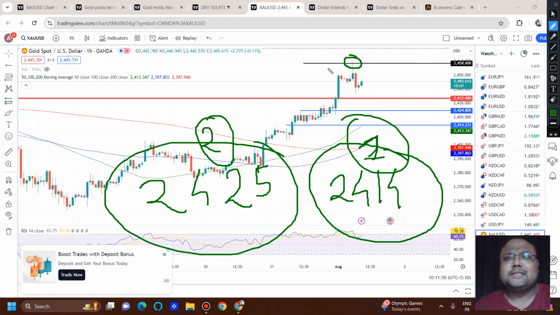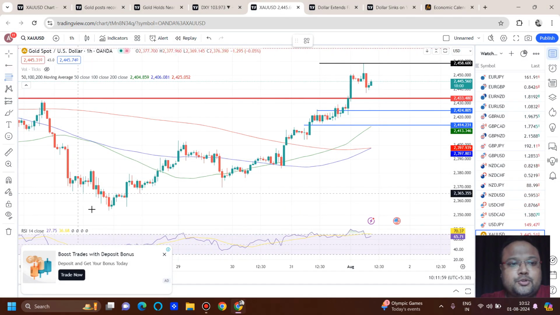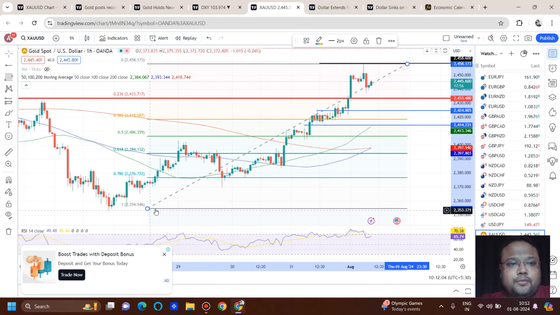But gold is full of surprises. Market is full of surprises, isn't it? So if the market surprises us with heavy retracement, these are the levels where we can look for a buy position. Why? Let me show you. The reason is, again, we are using our beloved FIBO.